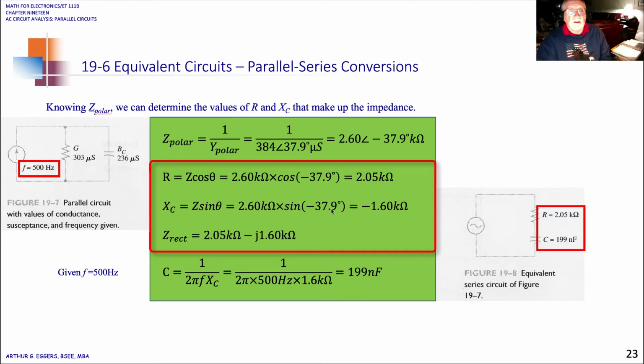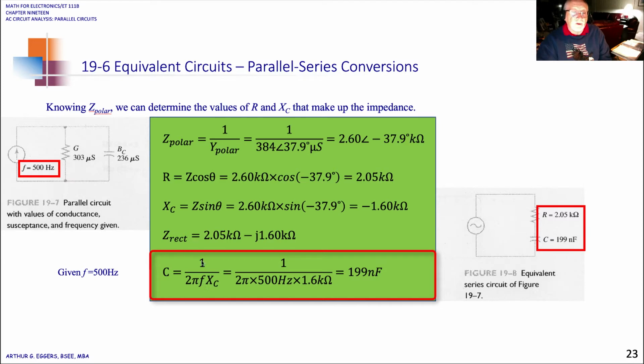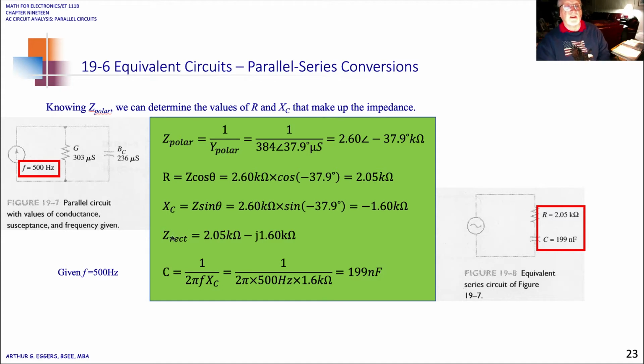You'll notice here 1.6 k ohms is not identified over here. They've identified the capacitor value, not the reactive value. So in our terms, if we wanted to calculate the capacitive value, we have to run it through the expression for capacitive reactance, moving our terms around, and we get 199 nanofarads. So here's our rectangular representation of our impedance, 2.05 k ohms minus j 1.6 k ohms.